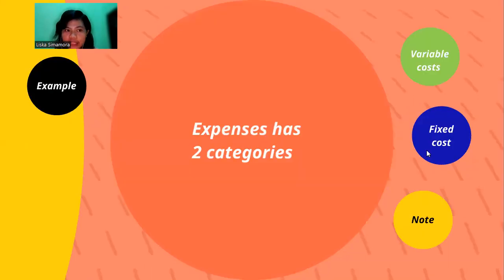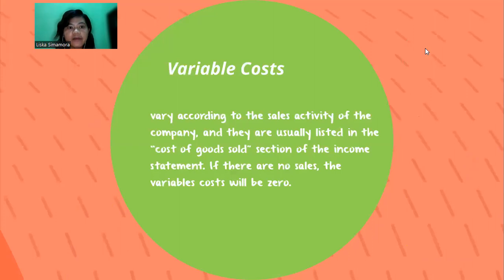Okay, the expenses is the production cost. Okay, so it is still divided into some categories. They have variable cost and fixed cost. Let's see variable cost. So variable costs vary according to the sales activity of the company. So if you are in an agriculture business, your variable cost may be something related to agriculture, like fertilizer, pesticide, and seed. Okay, and they are usually listed in the cost of goods sold section of the income statement.